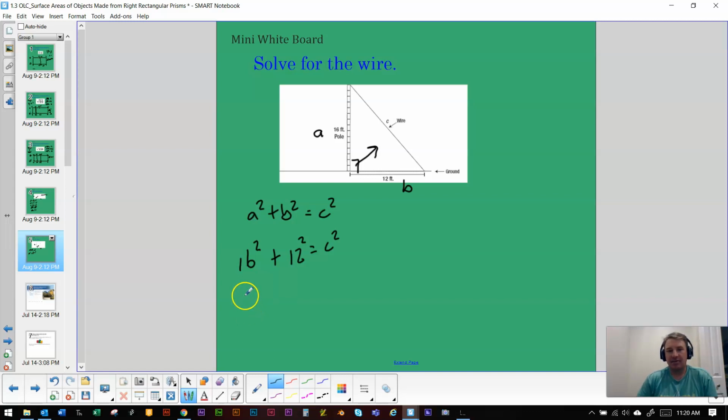Okay, 16 squared is 256. I know that from my memory, but remember, you can put a little cheat sheet beside your computer if you're having trouble memorizing it. 12 squared is 144, and that equals C squared. Just like the last one. Oh, sorry, don't want to skip a step. Let's do the math on this side. Okay, so 256 plus 144.